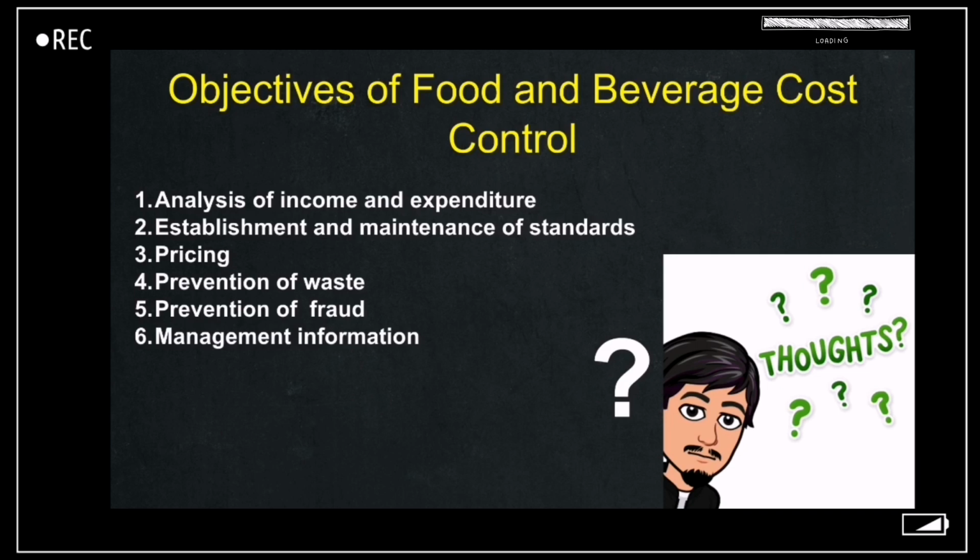The objective then, in terms of prevention of waste, is having a cost control system in our restaurant, so we can minimize or avoid these problems, like overproduction and poor preparation. Because we have set standard recipes, we have standards that we follow. So with the help of cost control, we can also prevent what is called fraud.